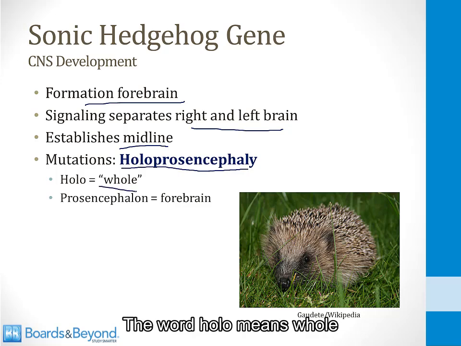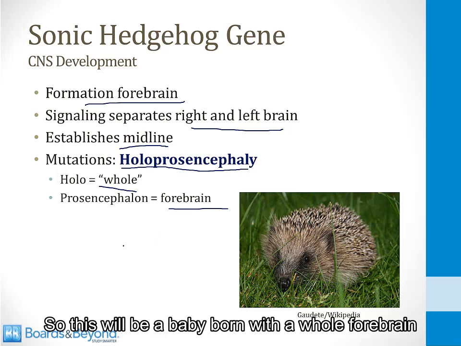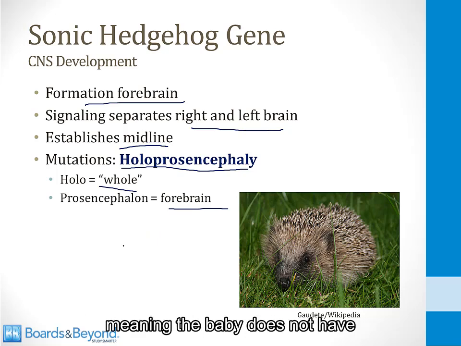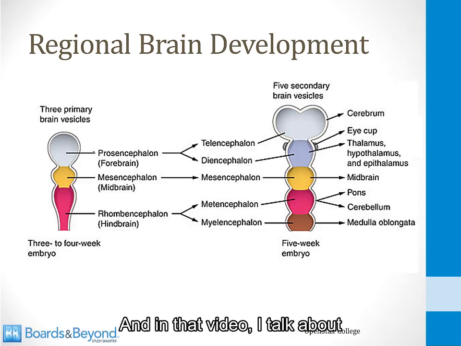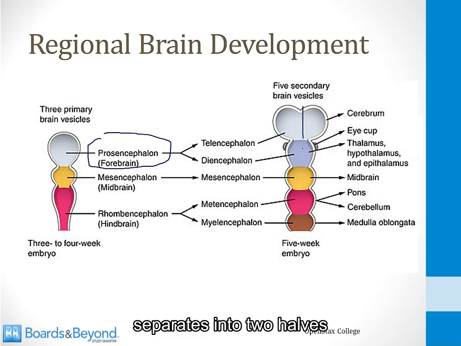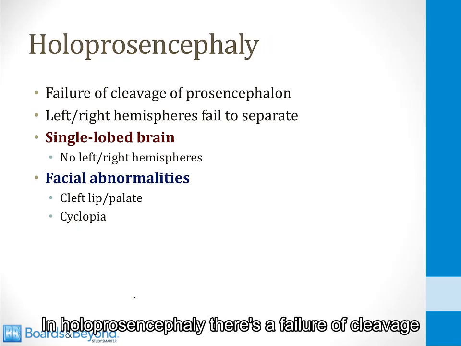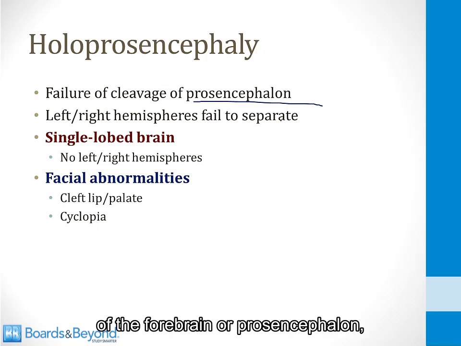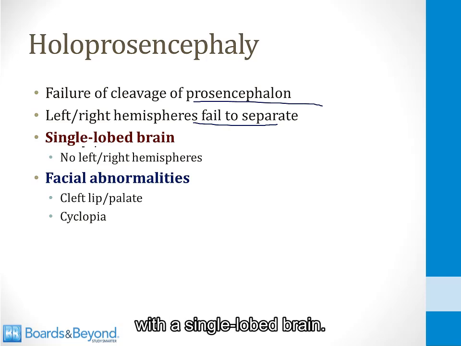The word holo means whole and prosencephalon is the forebrain, so this will be a baby born with a whole forebrain, meaning the baby does not have left and right halves of the brain. This is a slide from our neurology video on embryology, and in that video I talk about how the prosencephalon or forebrain separates into two halves as shown in this picture on the screen here at about 5 weeks. In holoprosencephaly, there's a failure of cleavage of the forebrain or prosencephalon, so the left and right hemispheres do not separate. This can lead to a baby that's born with a single lobed brain.